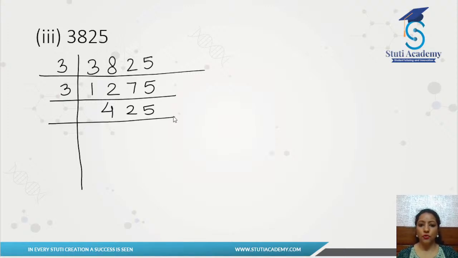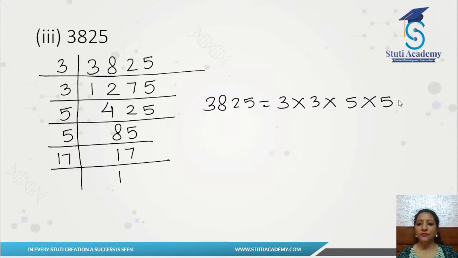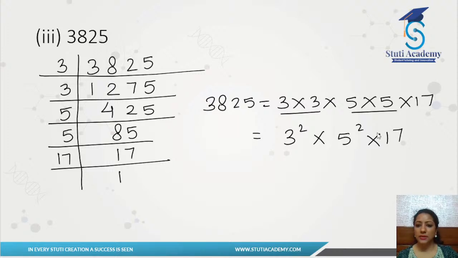This would be 425. Now 425 is not divisible by 3. So we'll do it by 5. So we'll get here 85. 85 will also be divided by 5. So we'll get here 17. 17 is a prime number, so this will go by itself. Finally, we have 3825 as 3 into 3 into 5 into 5 into 17. You can also write it as 3 square, this can be written as 5 square, and 17 we can write as it is. So this is 3825. We can write it as 3 square into 5 square into 17.